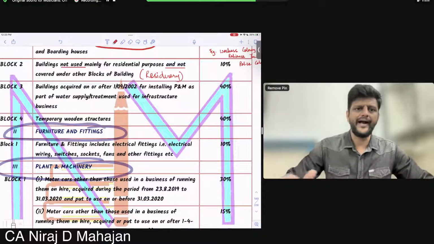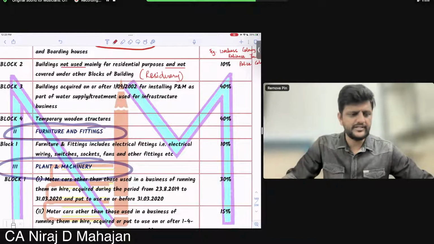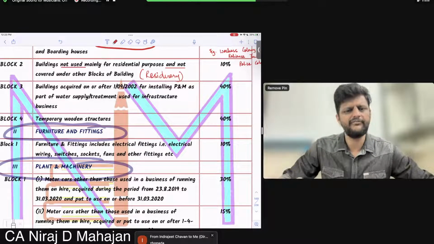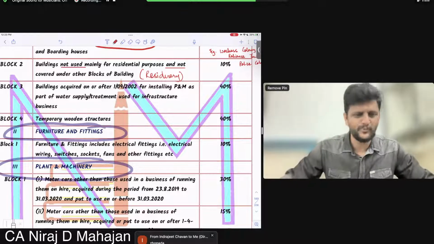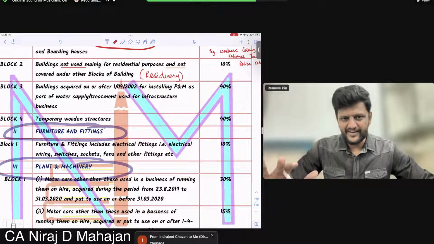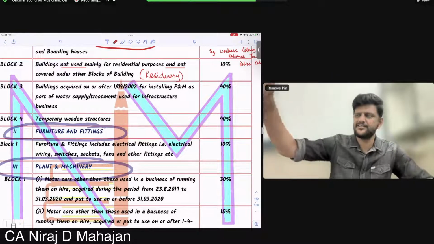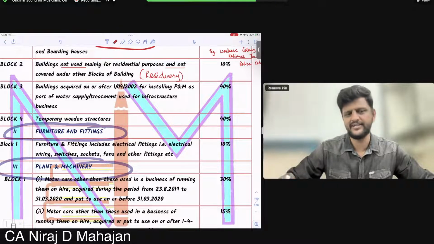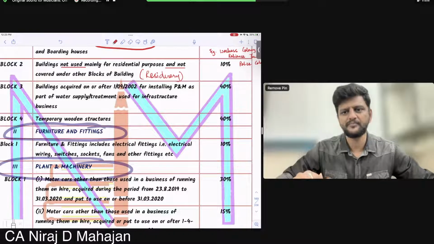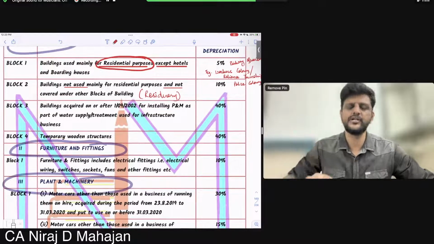Okay? And temporary wooden structures. I think we have discussed this. Real estate building is going on, project is going on for 1 year, 2 year, 3 year. Very good. Jhopada. What is jhopada, bachcho? A temporary structure near the real estate building. What happens? All the workers are given some shed for them. That is temporary in nature, no? So depreciation over there is what? 40%. Clear?